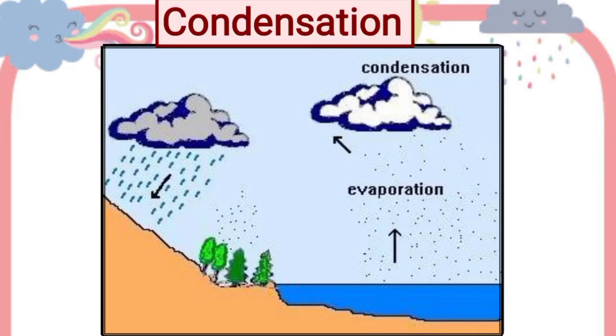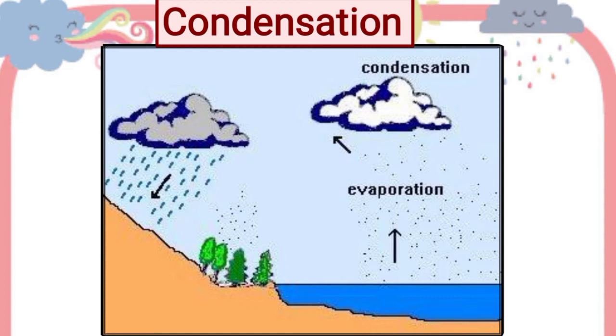Now let's understand what is condensation. When we boil water in a pan and cover it with a lid, we find tiny droplets of water on the underside of the lid, and these drops have been formed because water vapor has changed into water. This process is called condensation.